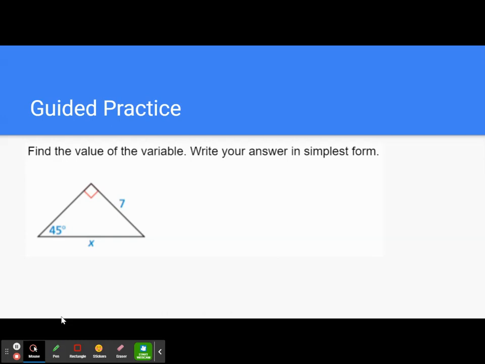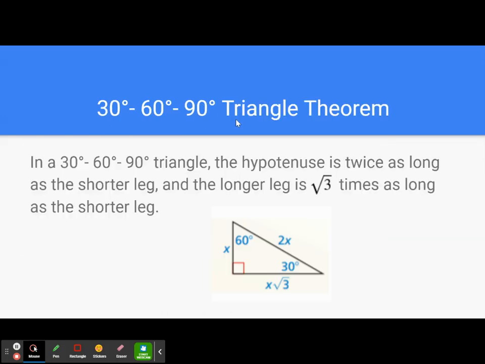You'll break it. Alright, it says find the value of the variable. Chunk 2. 45, 45, 90 is one special triangle. 30, 60, 90 is the other special triangle. It says, in a 30, 60, 90 triangle, the hypotenuse is twice as long as the shorter leg, and the longer leg is the square root of 3 times as long as the shorter leg.